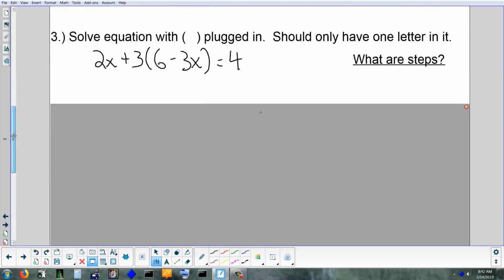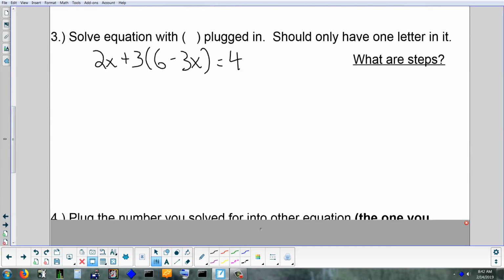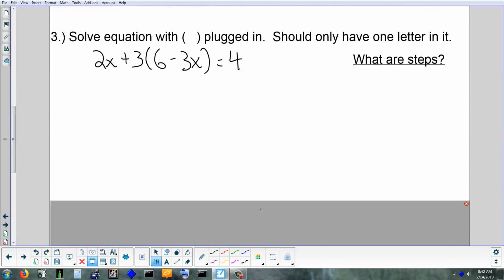Does anybody remember what the steps were? What's the first thing I have to do? Savannah? Distribute. So I'm going to write the steps first, and then we'll go through and actually do them. So I distribute first. These steps are the same as the stuff we did on Tuesday. Distribute first. What's the next thing? Gigi. Combine like terms. I'm just going to put CLT because I'm lazy. I don't want to write the whole thing out.